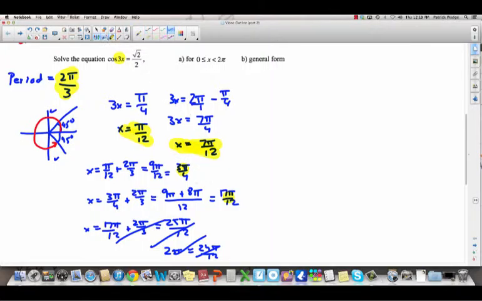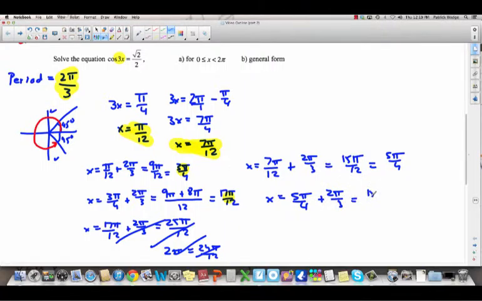Have we found all of them? No. Now we need to add that period onto this one. So we get x equals 7 pi over 12 plus the period, which is 2 pi over 3, equals, multiply by 4, that's 8, so you get 15 pi over 12, which is the same as 5 pi over 4. And x equals, take that answer, 5 pi over 4, and add the period again, which is 2 pi over 3. You get 15 pi over 12 plus 8 pi over 12 equals 23 pi over 12, just a tiny bit less than 2 periods, but it's still acceptable. So those are our final 2 answers.